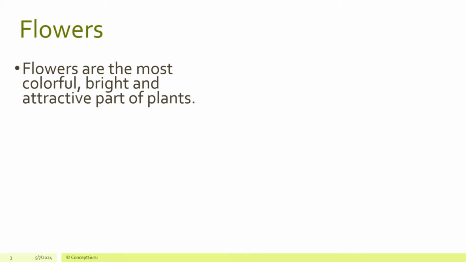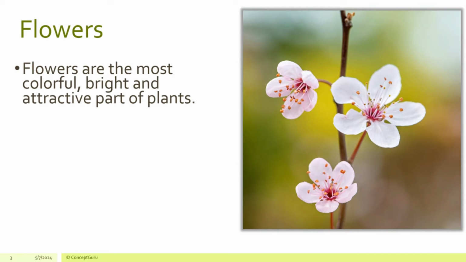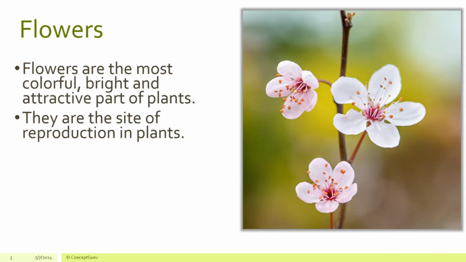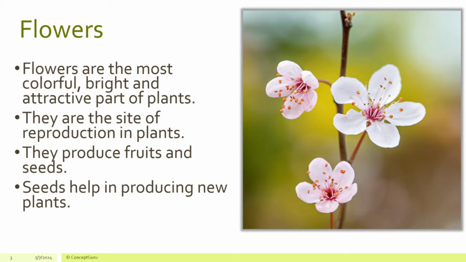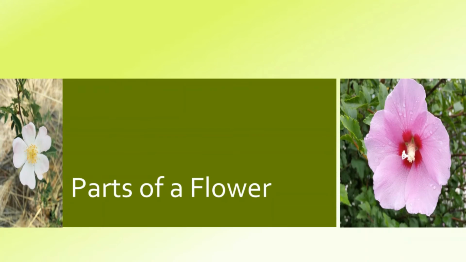Flowers are the most colorful, bright, and attractive part of plants. Usually, they are very beautiful, but in some plants like grass and paddy, the flowers are small, dull in color, and unattractive. They are the site of reproduction in plants. They produce fruits and seeds. Seeds help in producing new plants. Now let's see what are the parts of a flower.